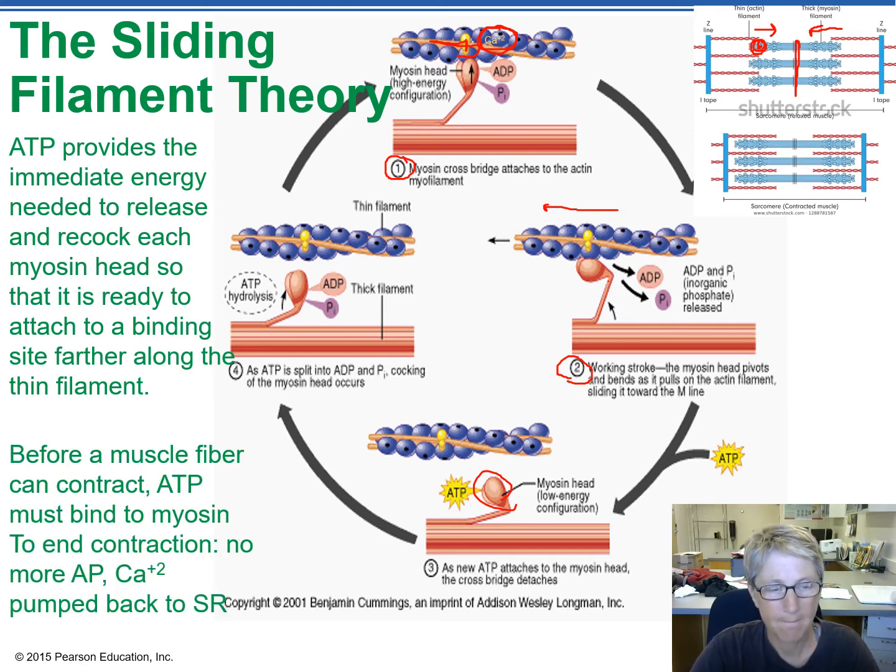To end the contraction, the action potential to the muscle has stopped, and then calcium, using calcium pumps, gets pumped back into the SR. Can you guess what happens when there's no more calcium inside the cell? Take a guess. If you said that when there is no calcium inside the cell, the troponin-tropomyosin complex moves back over the myosin head binding sites on actin, you'd be right.